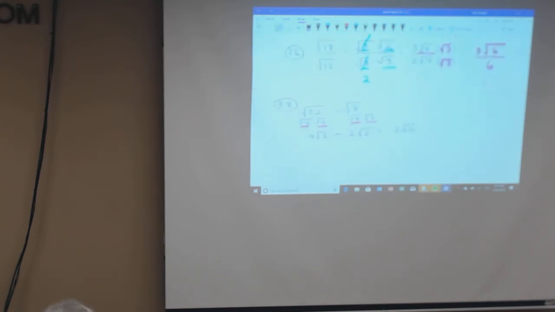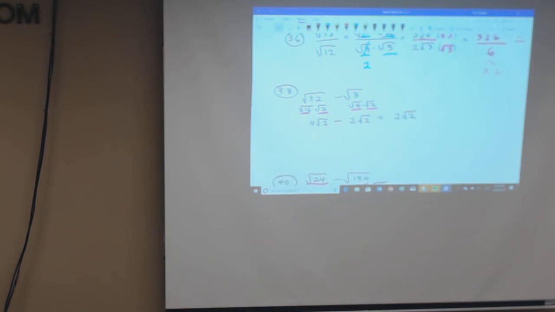Number 38. Perform the indicated operation and simplify. And what's the operation here? Subtract. So I take 32 and make it 16 and 2, and that becomes 4 radical 2. Does everyone see how I took radical 32 and turned it into 4 radical 2?